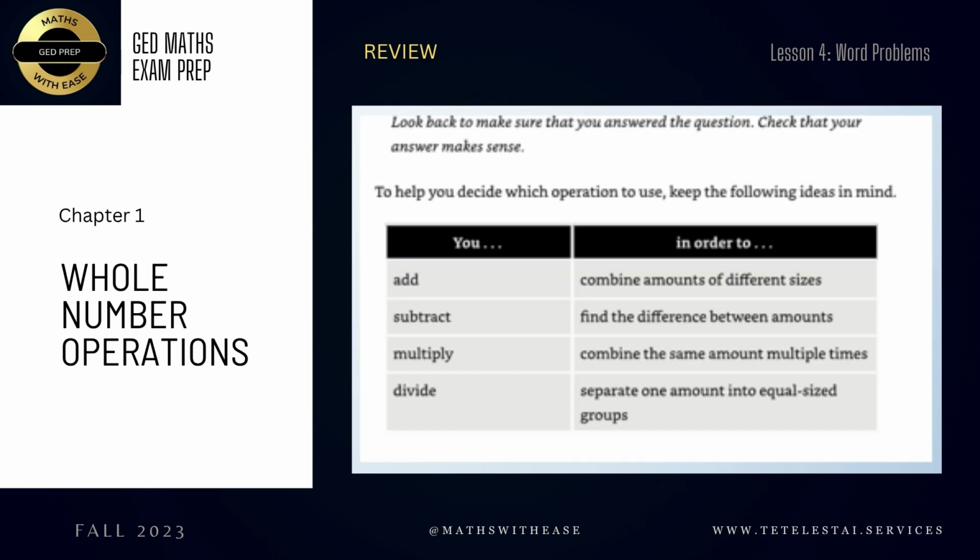Okay, and so here's a good start. You can use this chart to help you with your little memory card that you're making. With addition, you're combining amounts of different sizes, finding the sum. Write down the kinds of keywords that are associated with addition. And this is a good start for subtraction, find the difference. Multiply, combine the same amount, but multiple times. Don't get stuck on "combine," because here we see combined amounts of different sizes. They're different sizes, but here they're the same, so it's easy to multiply.